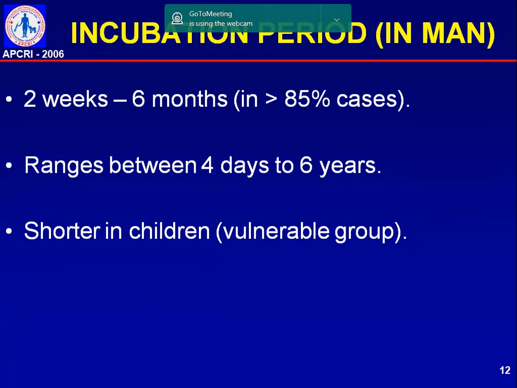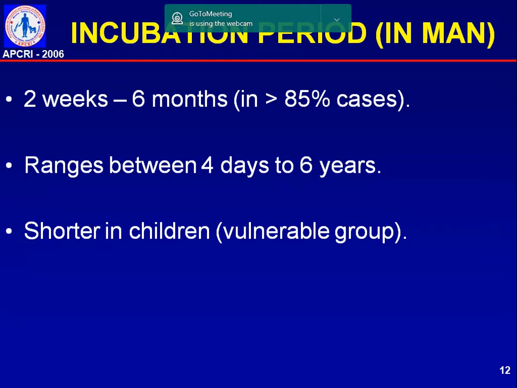And if you see the incubation period, it is variable. So the definition of rabies is, it is a zoonotic disease caused by Lyssavirus type 1, having a variable incubation period. It is also called hydrophobia, and it is a 100% fatal disease. This is the one disease which is highly fatal. The incubation period is 2 weeks to 6 months. In more than 85% of cases, you can see the incubation period of 2 weeks to 6 months.